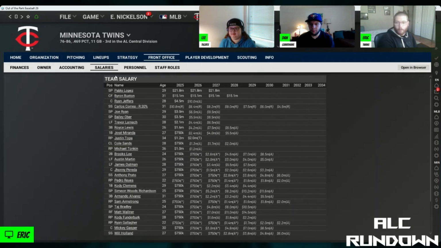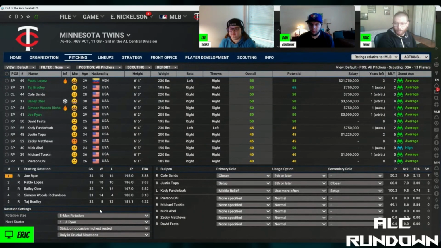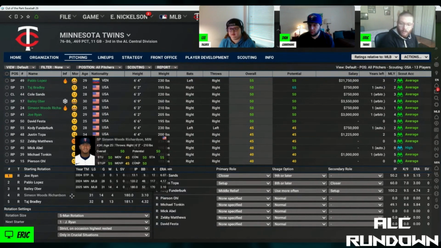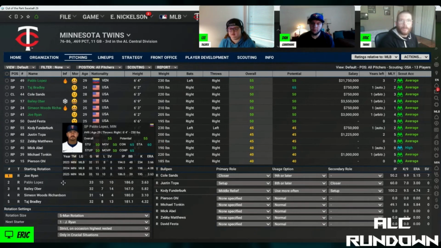Then you have what's left of the bullpen. Let's just go talk about this bullpen, because honestly, if you're going to keep Joe Ryan and Pablo Lopez, and I have them listed here on this side, Bailey Ober, Simeon Woods Richardson actually had a pretty nice year. I say he had a nice year. He had an okay year. I think his ERA plus was like 104, which is, for a fifth starter, that's great.